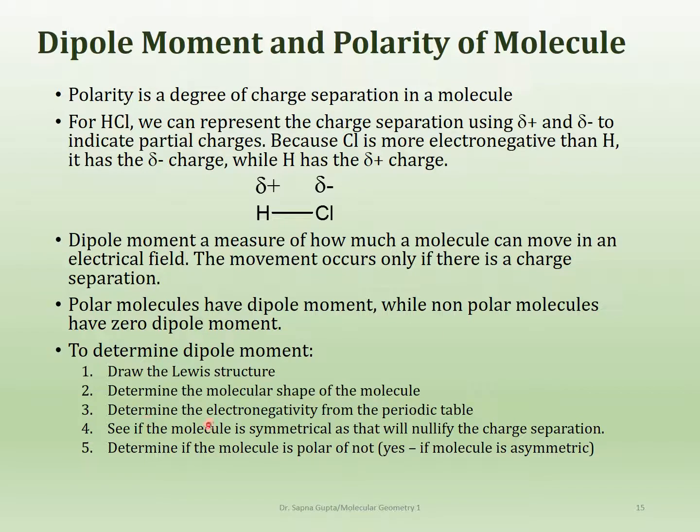Then the next thing to see is if the molecule is symmetrical or not. If the molecule is symmetrical, then it will nullify the charge separation. We'll see some examples of that also. And then the last one is to determine the polarity of the molecule, and this will be yes if the molecule is asymmetric. If it is a symmetric molecule, then it will nullify the charge, but for a polar molecule, the molecule is going to be asymmetric, which means there is an uneven distribution of charge. So let's look at some examples.